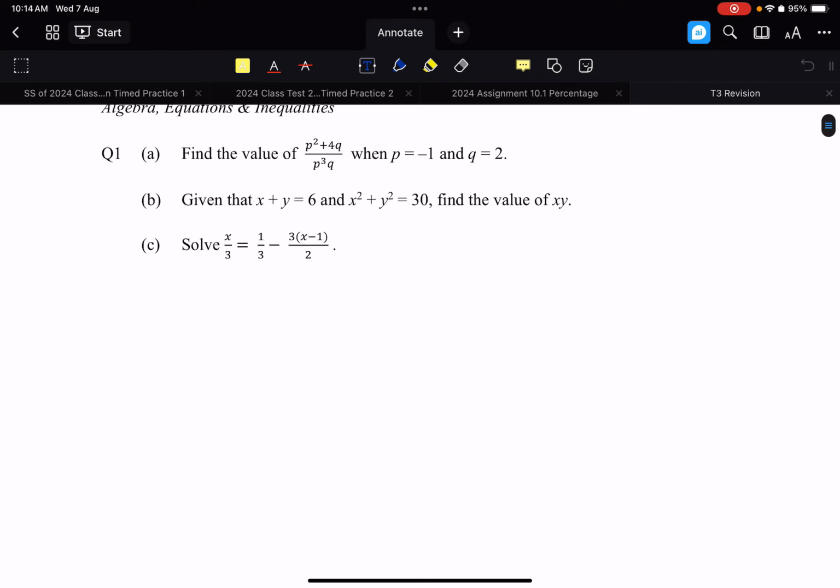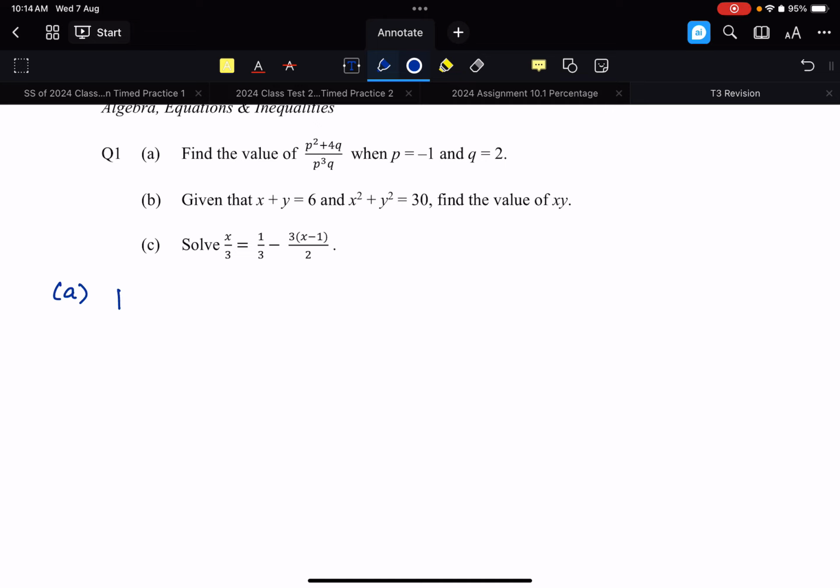Right, here we go. First one, find the value of p squared plus 4q over p cubed times q, when p is negative 1 and q is negative 2. So what we're going to do is, when we substitute a value in, like p and q, just a reminder, it's a good habit to actually put them in parentheses or brackets. So that's how I would write out my solution.